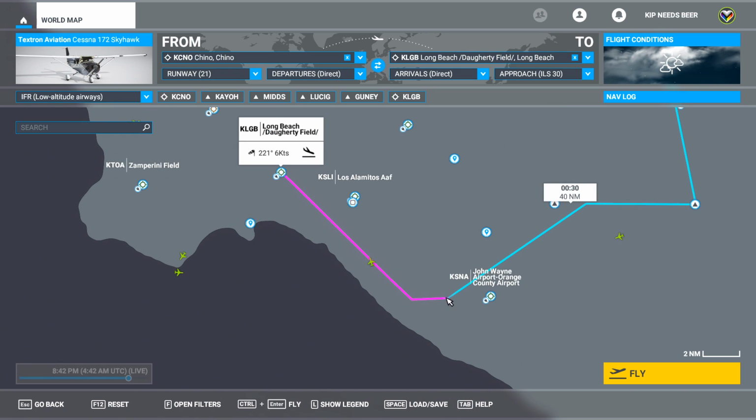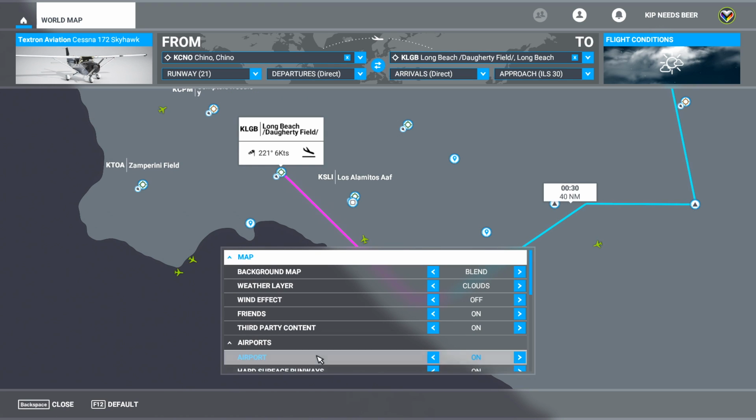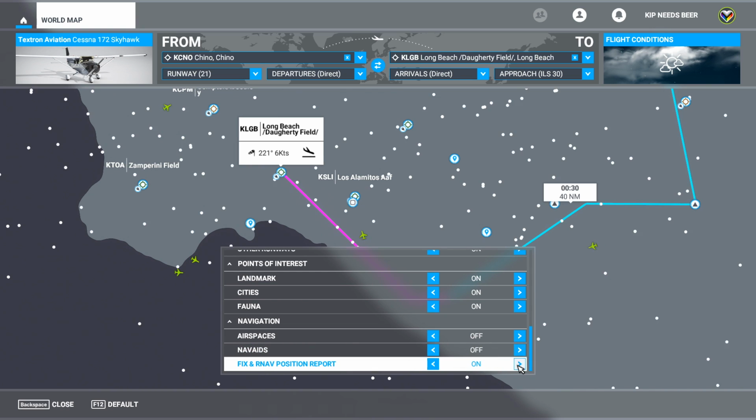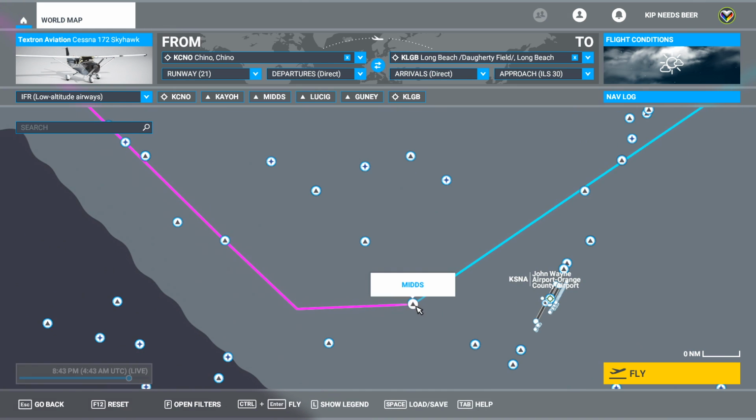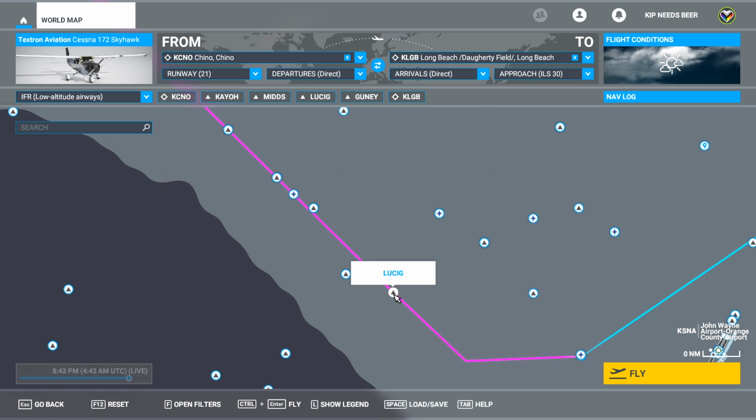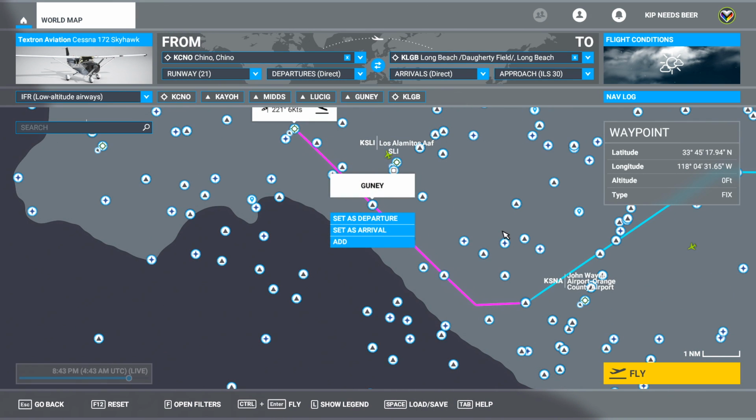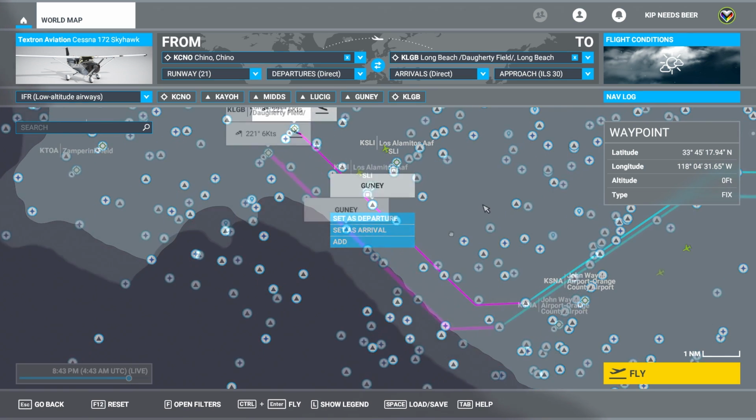You may notice that there are some points where there are turns, but there's no waypoint shown, and that's just because of the default filters on the world map. And you can reveal these waypoints by going to Open Filters at the bottom menu, and then scrolling to the bottom and enabling the Fix and RNAV positions. And now when you zoom in, you can see that MIDS is visible here at that turn. Right here we have Lucig, and then up here we have Gunny. So as expected, that matches the approach plate or the approach document that we looked at the beginning of the video.